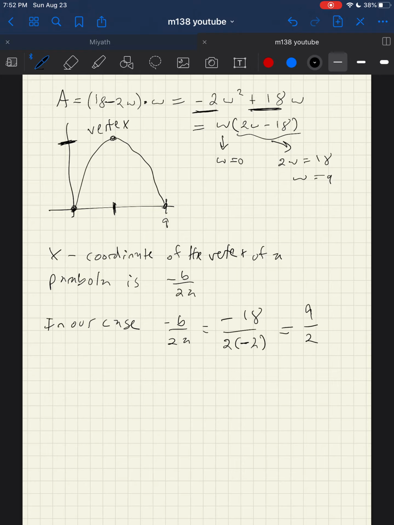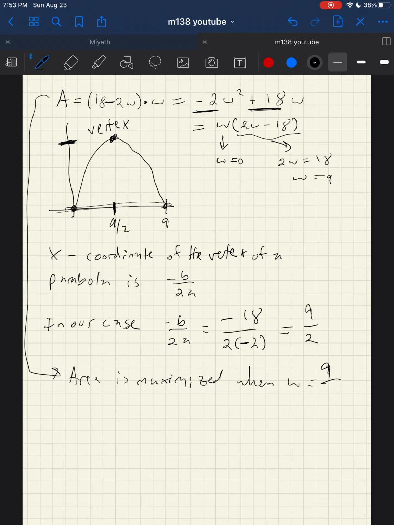What's going on here? Well, when w equals 9 halves, which in this case happens to be halfway between here, because I know something about the parabola, that means that this is the highest point on the parabola. So the area is maximized when w equals 9 halves.